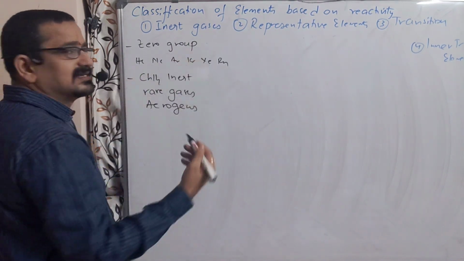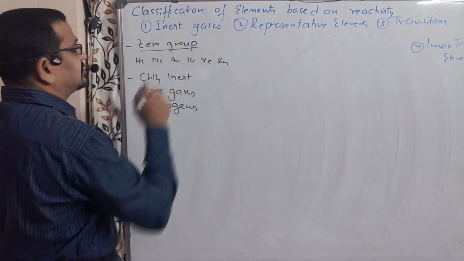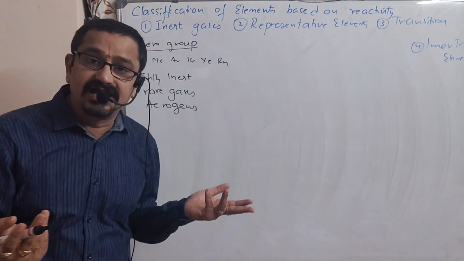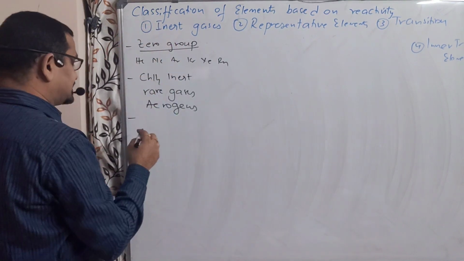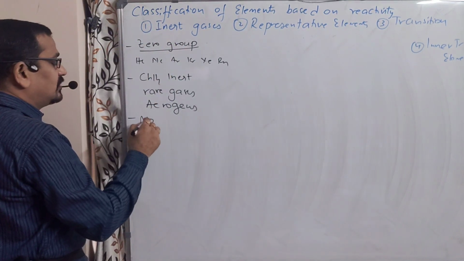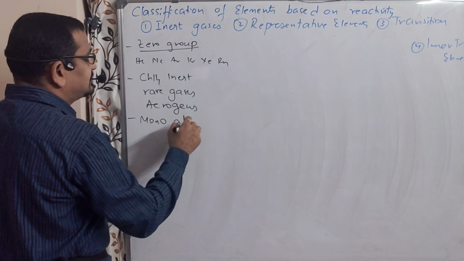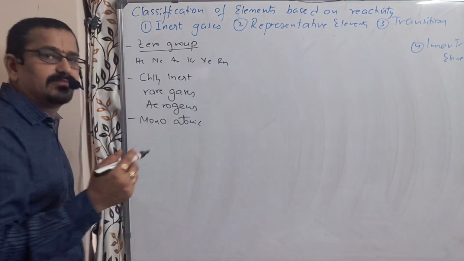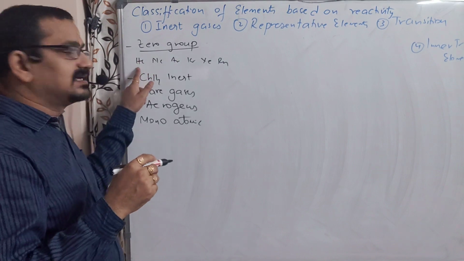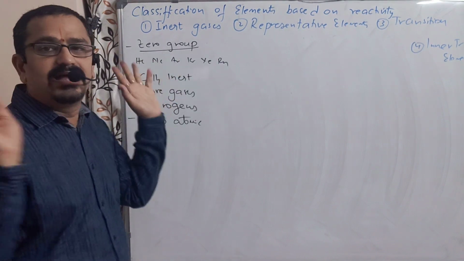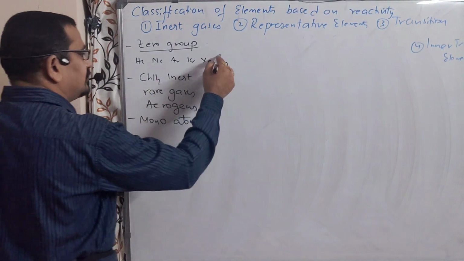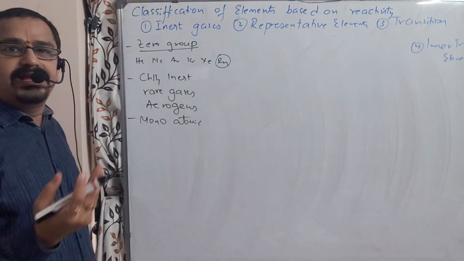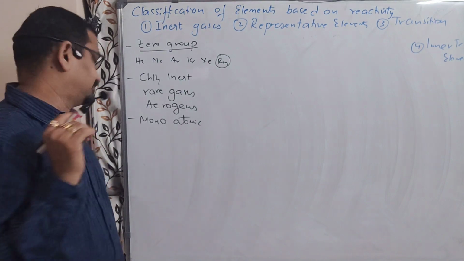They are also called zero group elements because their valency is 0. All are gases, and all are monoatomic in nature. All these rare gases or inert gases are monoatomic, means they are available as single atoms, helium He, neon, because they won't combine with anything. Radon is radioactive and is obtained only during radioactive disintegration of radium.